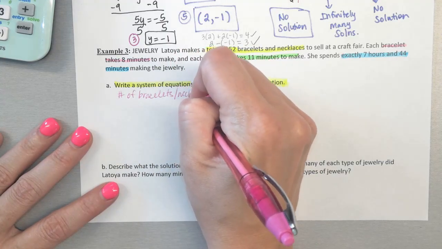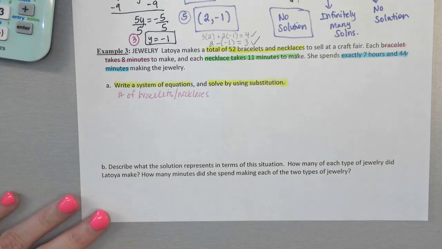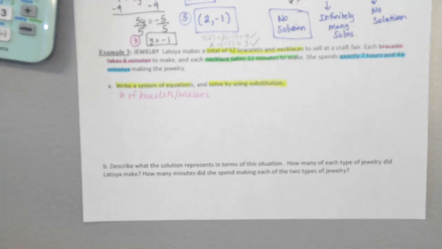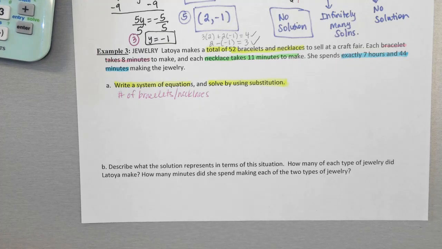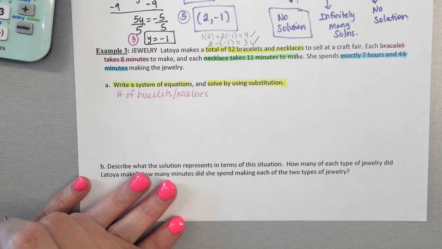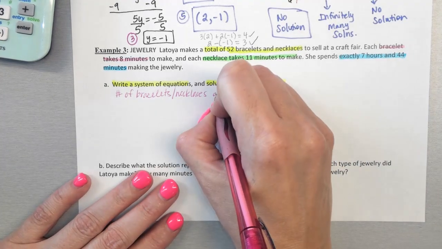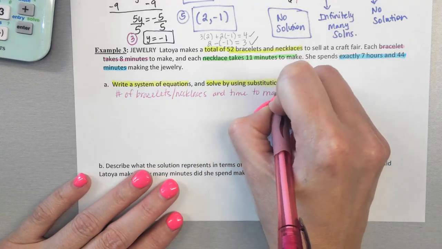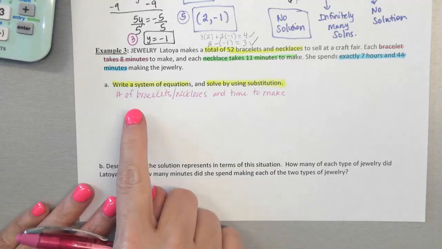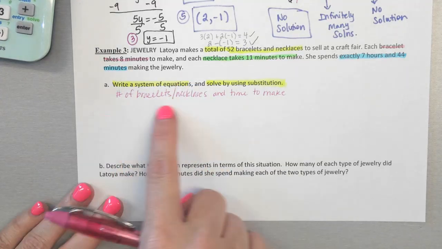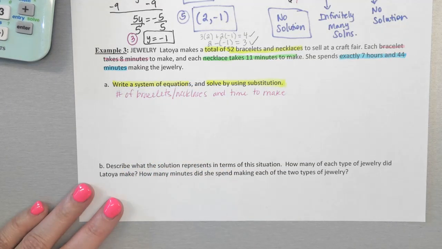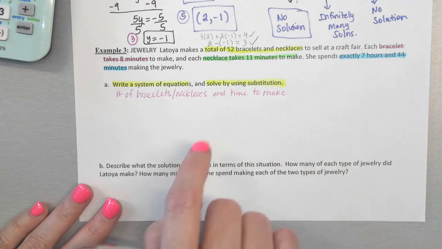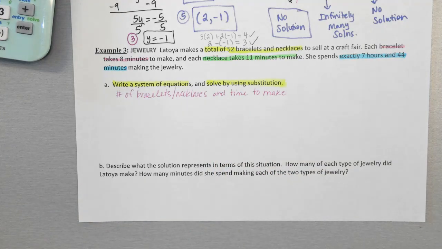Okay, that's a total amount. What's another total amount that's given? What's the other one? Yeah, the time. Okay, and the time to make. So what we're going to do is come up with one equation that represents the number of bracelets and necklaces, and then another equation that's about the time.